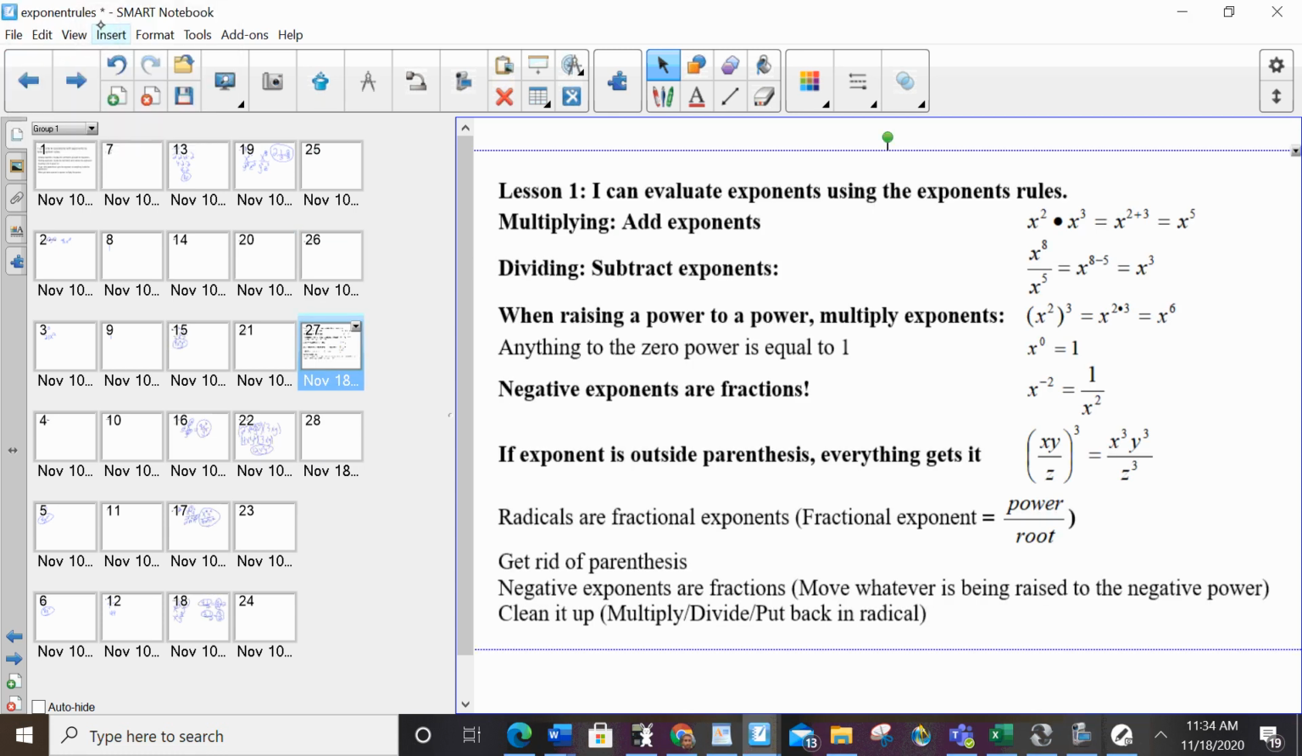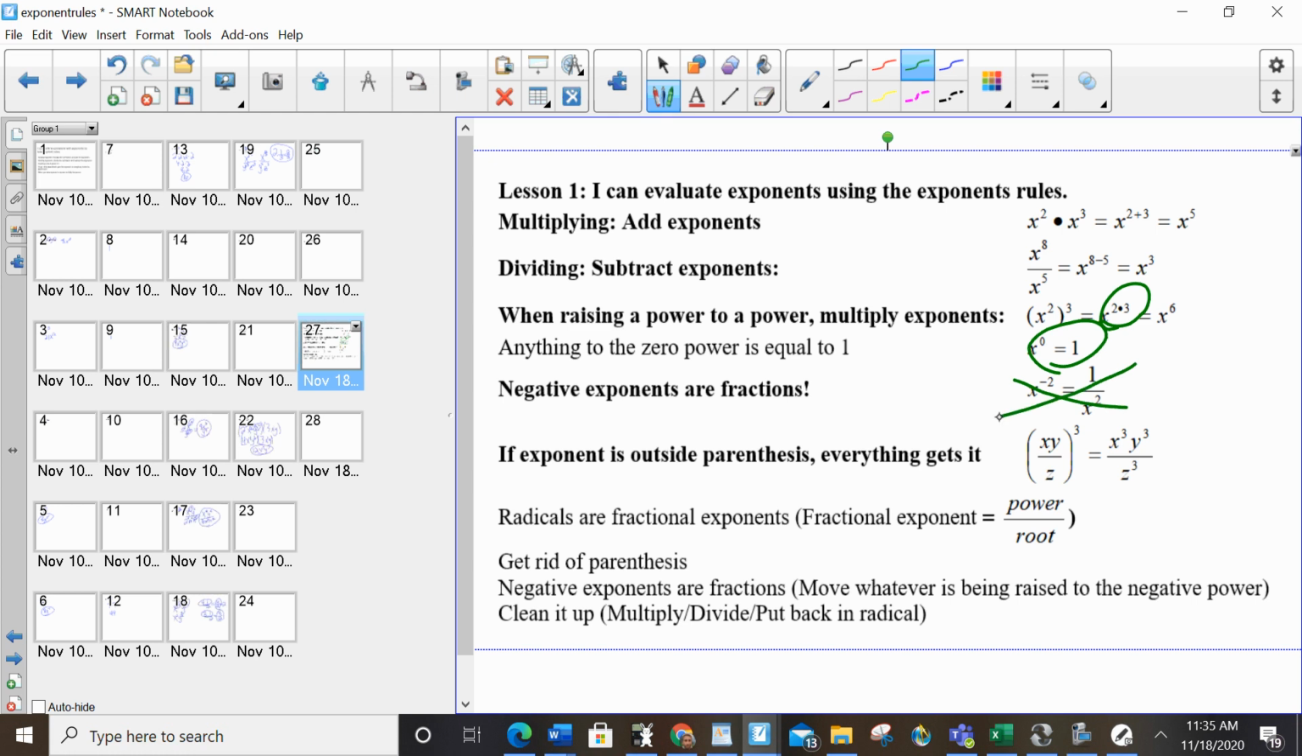So this is basically, I snipped this from the front of your packet. This is a little bit of extra, but basically everything is here. When you're multiplying, you're adding the exponents. It's showing you an example of that here. When you're dividing, you're subtracting the exponents. When you're raising a power to a power, you're multiplying. Anything to the 0 power is 1. We didn't talk about this yet. We're doing that in the next lesson.